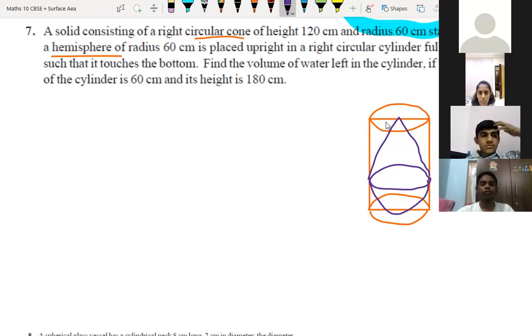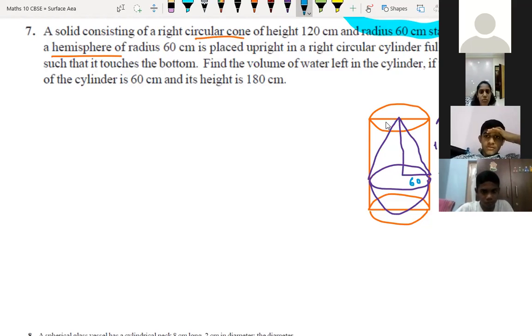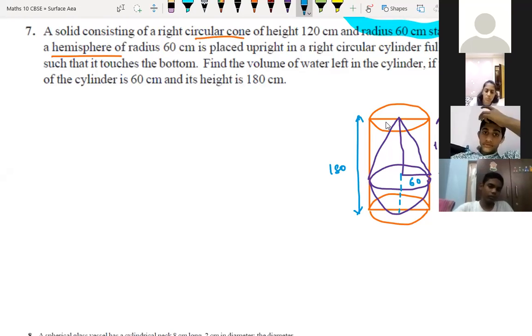First we write here the cone height is 120. This height is 120 from here to here. Next, the radius is 60, so we write here the radius of the cone is 60. It is standing on a hemisphere of radius 60, the same only. The hemisphere radius is 60 only. The cylinder is full of water. If the radius of the cylinder is 60 only, and the height is 180, this whole height of the cylinder is 180. It means this hemisphere is also 60 part only. The radius is 60, exactly, it's coming, right?